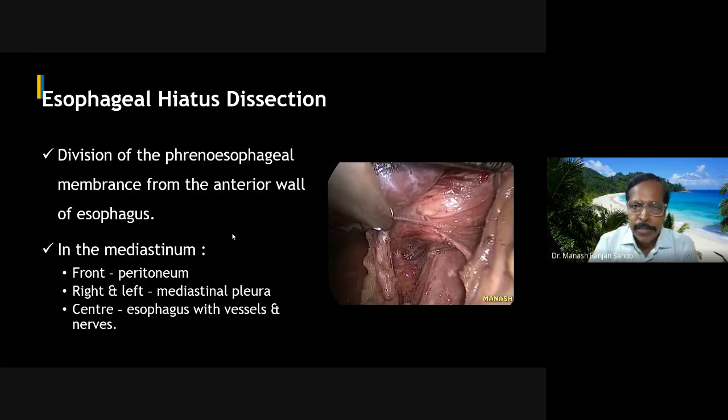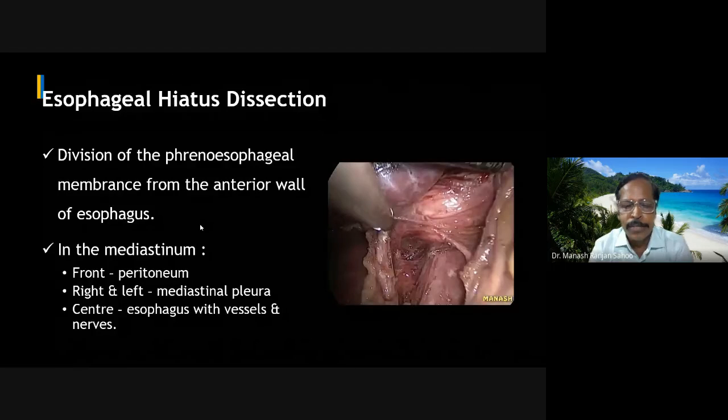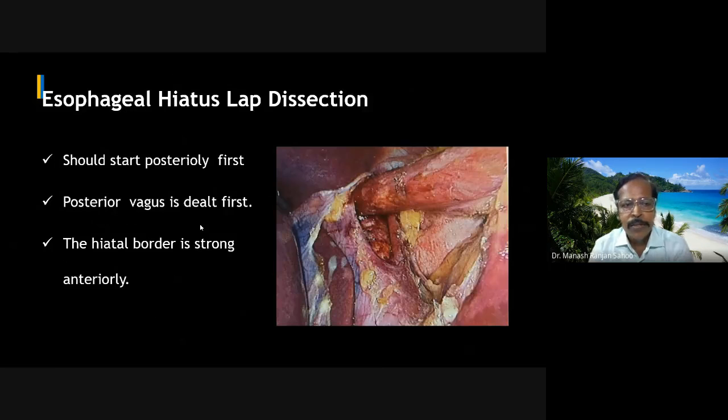That I'll come to later: what a phrenoesophageal membrane is and how it is important for a surgeon to know about it, because that's one important structure that can aid the surgeon in doing this surgery much more comfortably and in a much better way. And in the mediastinum, in the front you have the peritoneum, right and left you have the mediastinal pleura, and in the center you have the esophagus with vessels and nerves.